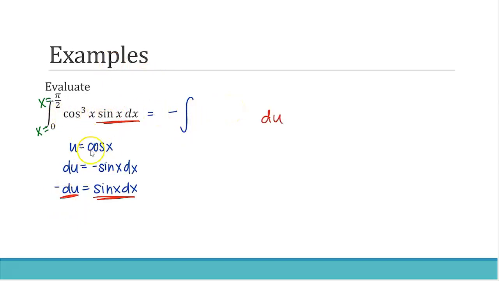And then cosine gets replaced with u, so this integral is simply u cubed. And then I have my limits of integration to deal with. Now, it is definitely an option, and it's the one I recommend, to turn these into u values. So plug x equals 0 into cosine to make it a u value, and then plug pi over 2 into cosine to make it a u value.